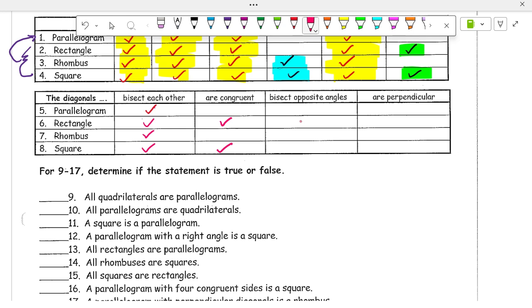Do the diagonals bisect the opposite angles in a rectangle? Meaning they cut them in half? No. Do they do that for a rhombus? Do they do that for a square? Yes, because a square shares properties with a rhombus. Do the diagonals intersect perpendicularly? Not in a rectangle. What about rhombus? Yes, they do. So a square has to as well. So you gotta know these properties.